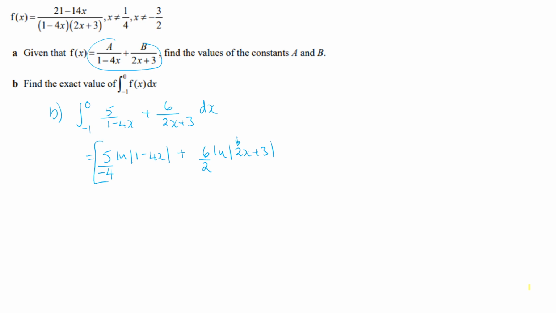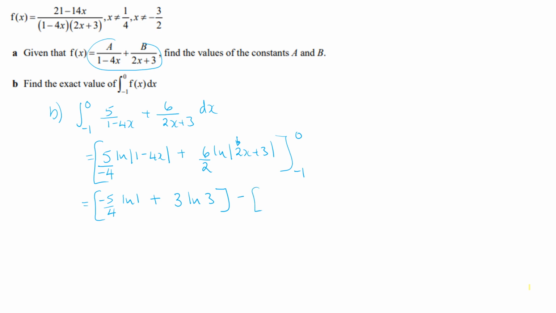So I've integrated into my big square brackets between minus 1 and 0. And then now I'm going to feed my limits in. So it's going to be minus 5 over 4. And then when x is 0, you're going to have the ln of 1. Well, that's just going to be 0. Plus 6 over 2 is 3, the ln of 3.